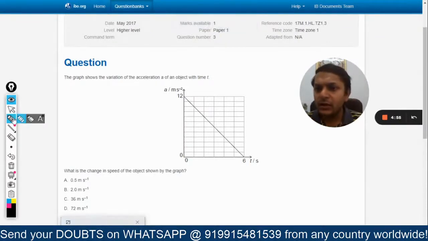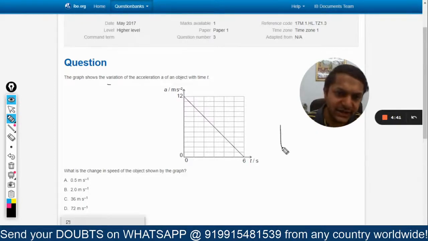So the graph shows the variation of the acceleration A of an object with time t. What is the change in speed as shown by the graph? We need to find the change in speed. Okay, so there is a concept here. The concept is, let us say there are three graphs we have.